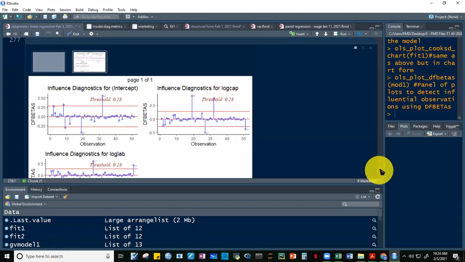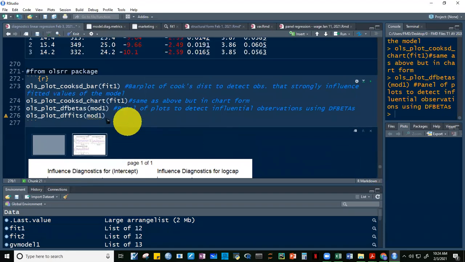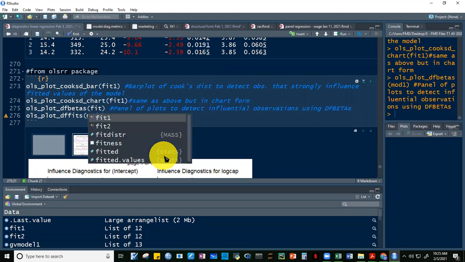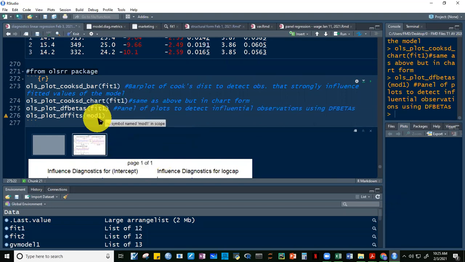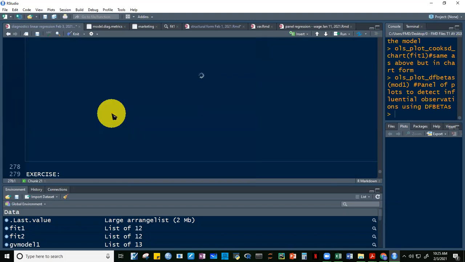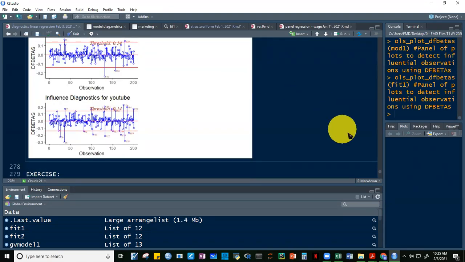Sorry, wait. Mali. Bakit mod 1 to? Dapat fit 1. Kaya pala iba yung lumalabas. Sorry, fit 1 guys, paki-change na lang. Fit 1. Okay. Yan.